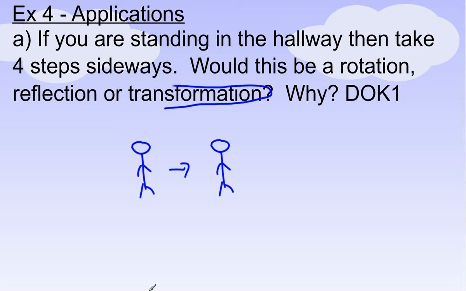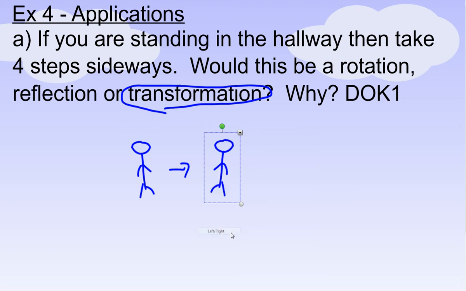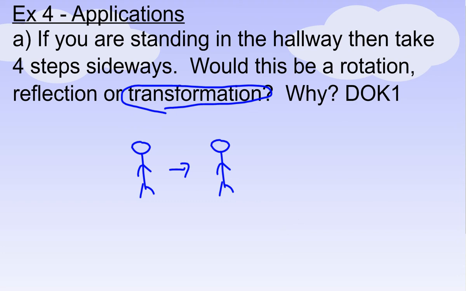Because you didn't rotate, you didn't spin, you didn't flip backwards, or flip left, right. You didn't do that. So it would just be a transformation. You just moved from one place to the other. That's it.